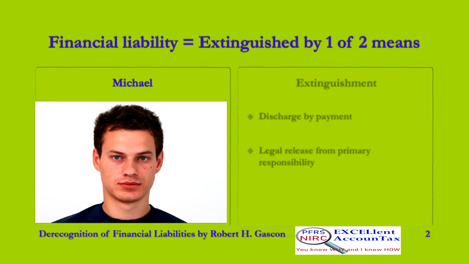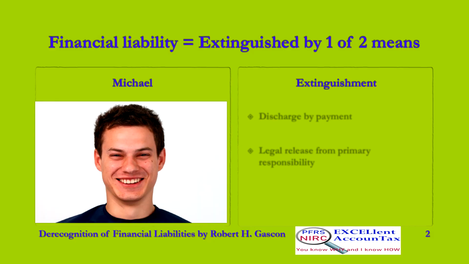We listen to Michael. A financial liability, or part thereof, is extinguished by any of these means. By discharge, through payment of cash, other financial assets, goods, or services to the creditor. Or by legal release from primary responsibility by the creditor, or by process of law.